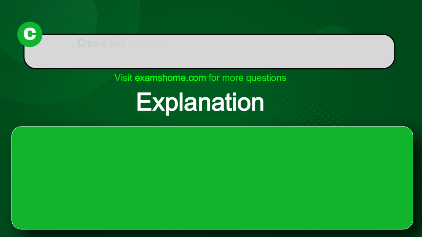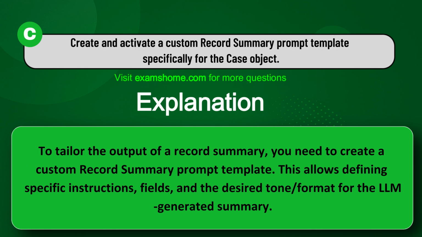Correct answer: C. To tailor the output of a record summary, you need to create a custom record summary prompt template. This allows defining specific instructions, fields, and the desired tone and format for the LLM-generated summary.